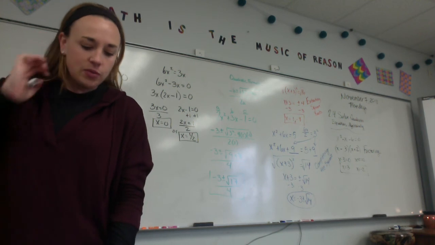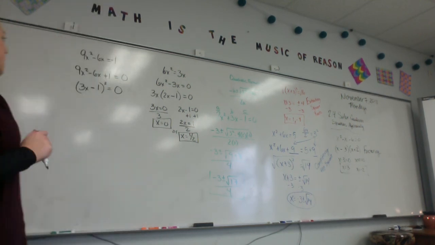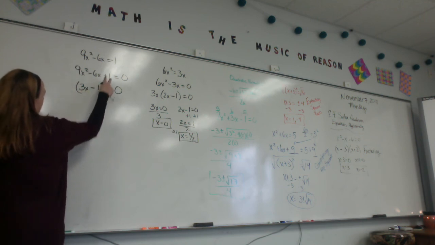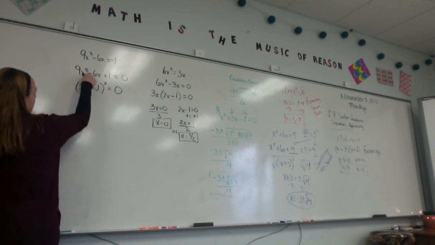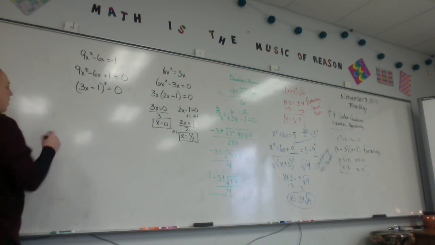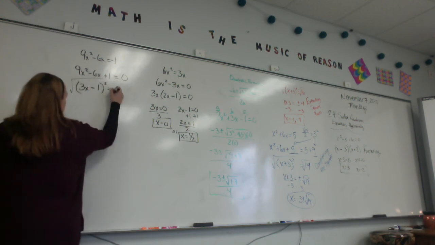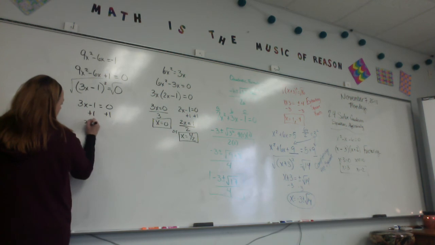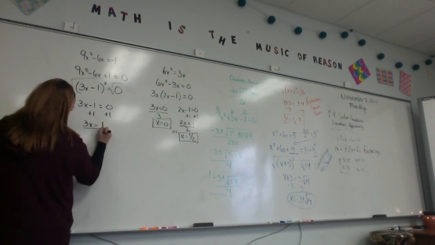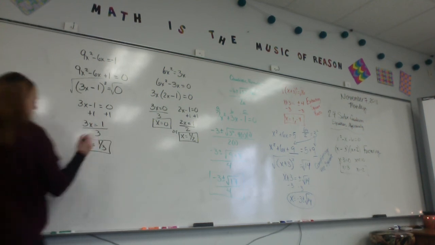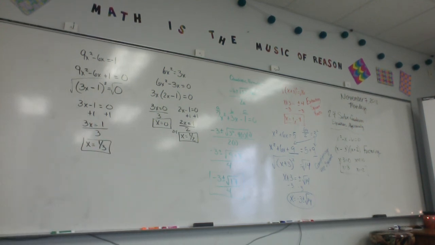When you have a perfect square trinomial, you can then just take whatever the square root of this is and plug it here, and whatever the square root of this is and plug it here, and this sign is whatever's in the middle. Now that's set equal to 0. Now I have to solve. So I take the square root of those. Add 1. Divide by 3. X equals 1/3.